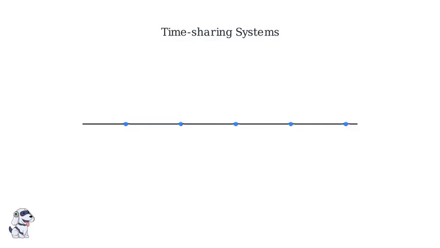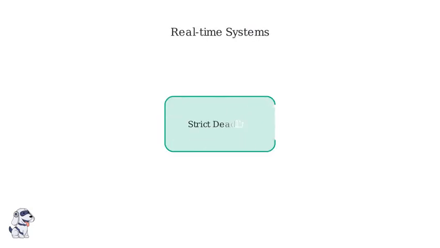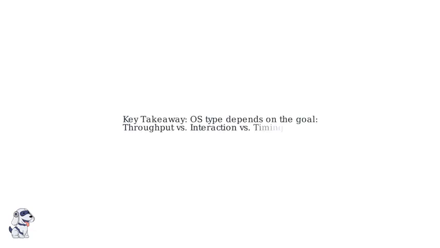Here, the CPU switches between tasks so rapidly that users feel they have the computer to themselves, even while many are using it simultaneously. Finally, there are real-time systems. These are designed for critical tasks that must finish within a strict deadline, such as medical devices or car braking systems. Efficiency is measured by response time, not throughput. Remember, multi-program systems maximize CPU use, time sharing focuses on user interaction, and real-time systems focus on absolute reliability.